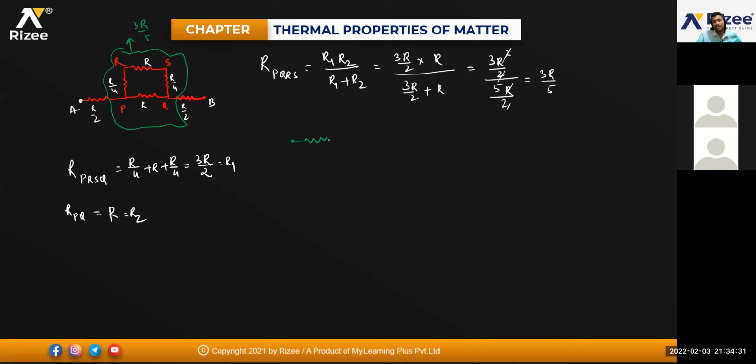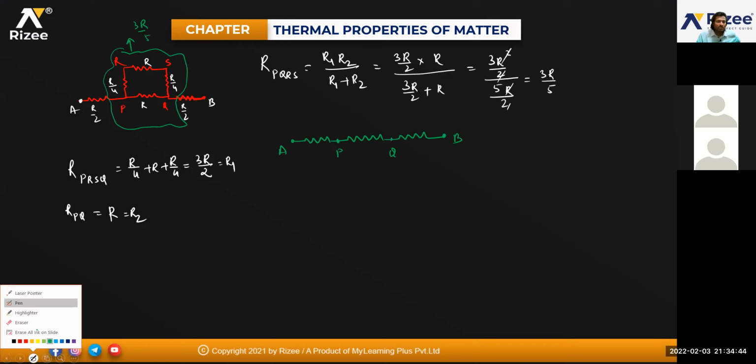Here there is one resistor, and here there is one resistor, and here there is one resistor. This is terminal B, this is terminal A, this is your P, and this one is your Q. Between P and Q, we got the answer. What is that one, beta? That answer is your 3R by 5.